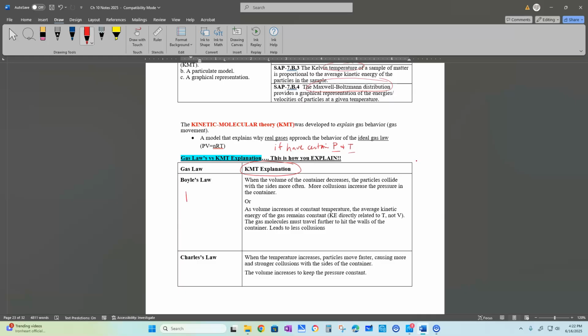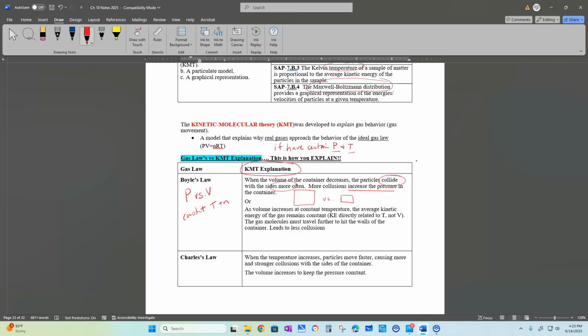In Boyle's law, it was about pressure versus volume, okay? As long as temperature and moles were constant. So the volume of the container decreases, particles collide with the sides more often. And remember, you went from a big container to a small container. So what did you do? You brought the particles closer to each other. So you have more collisions. More collisions increase pressure of the container.